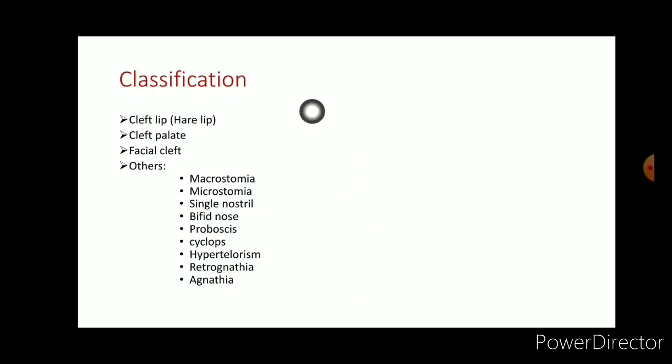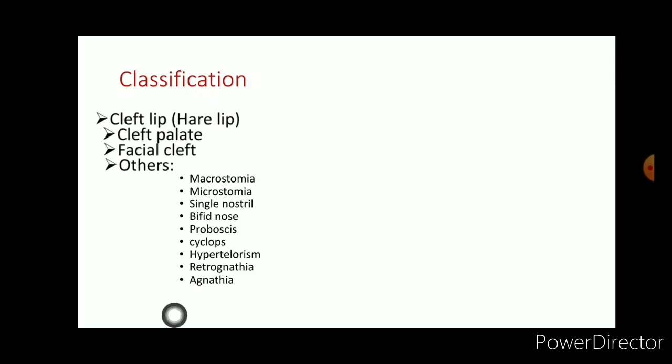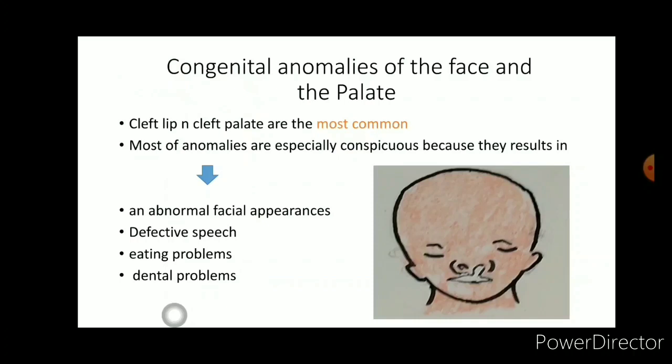Now the classification of facial anomalies. It can be cleft lip, also known as hare lip, cleft palate, facial cleft or oblique facial cleft. Other facial anomalies are macrostomia, microstomia, single nostril, bifid nose, proboscis, cyclops, hypertelorism, micrognathia and agnathia. Now we will discuss one by one.